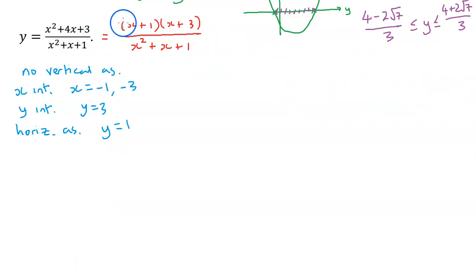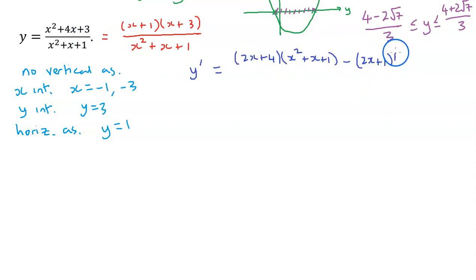Anyway, so let's do some calculations to find out where the maximum and minimum values are. So y prime is equal to 2x plus 4 times x squared plus x plus 1, minus 2x plus 1 times x squared plus 4x plus 3.